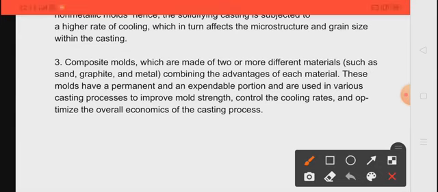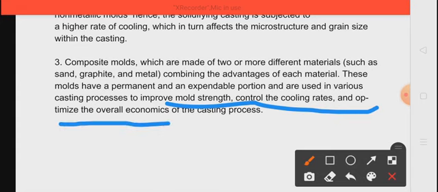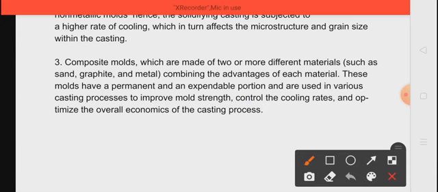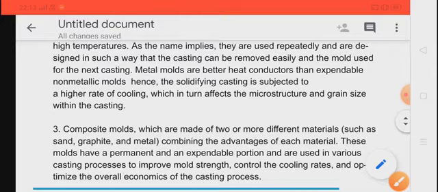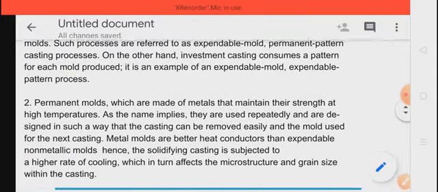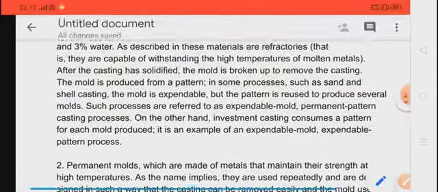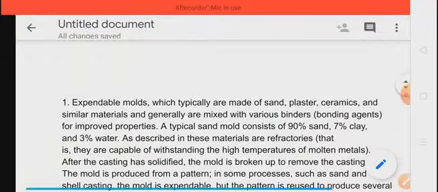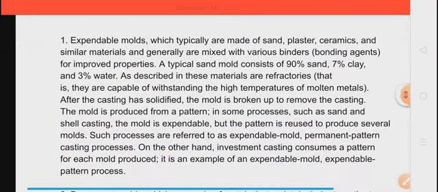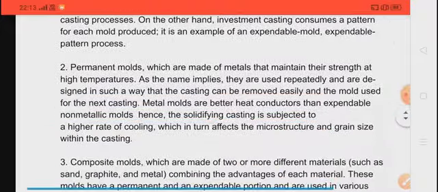This mold has a permanent and an expandable portion and is used in various casting processes to improve the mold strength, control the cooling rate and optimize the overall economics of the casting process. So these are the three types of mold which are being effectively used in the casting industries, and as every maximum part is made from casting, these three types of mold are majorly used in the industries.